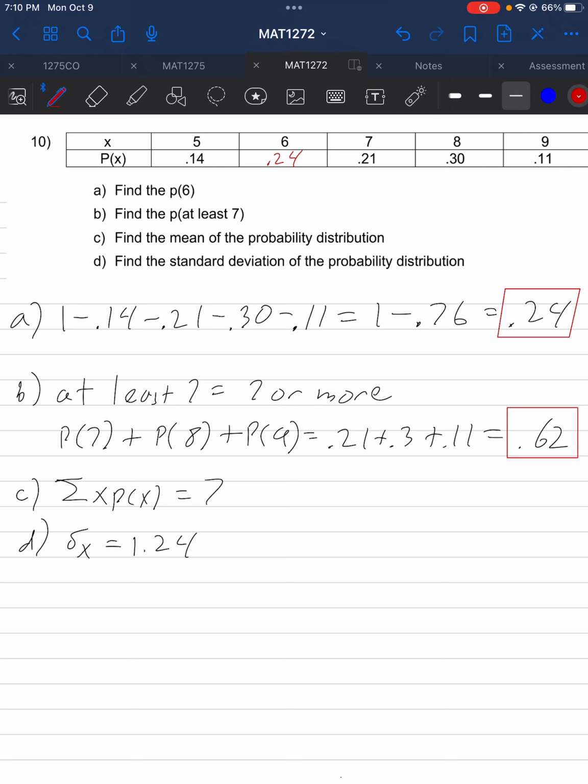In order to calculate the mean, you take each respective probability and multiply it by its outcome. So 5 times 0.14 plus 6 times 0.24 plus 7 times 0.21 plus 8 times 0.3 plus 9 times 0.11. And that's going to get you 7.